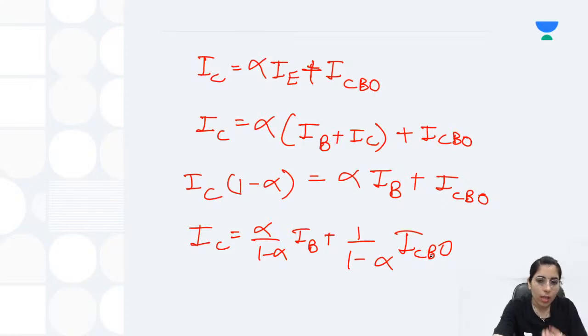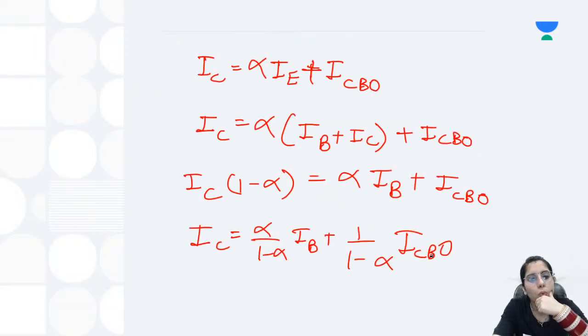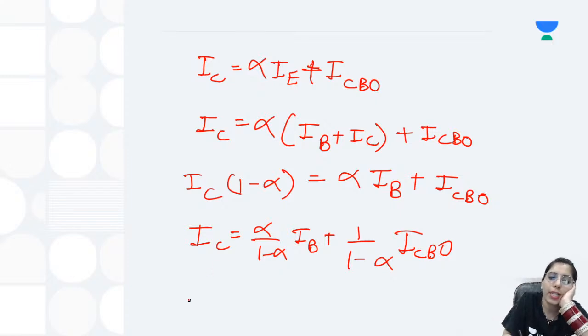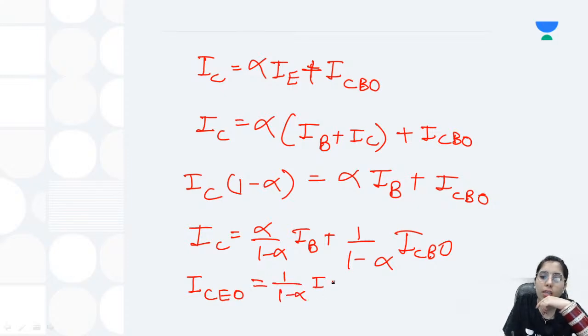Next thing, if you say that there is no base current this time, because the base is on the input side this time, then you have to take IB as 0. Then the value of IC you are getting, what will you call it? You will call it ICEO, because you have kept the base open and you are saying the base current is not there. Whatever we keep open, we don't write it as a suffix there. So ICEO is equal to 1 upon 1 minus alpha ICBO.